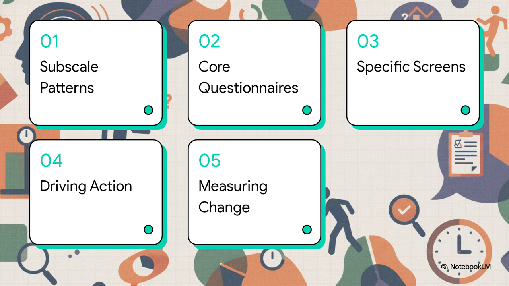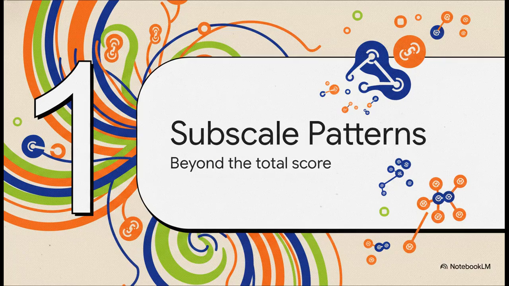Here's our game plan for today. 1. The power of subscale patterns. 2. Core questionnaires. 3. Specific screens. 4. Driving action through patterns. And 5. Measuring patient change. Let's get to it. Section 1. The power of subscale patterns, and why we have to look way beyond the total score.